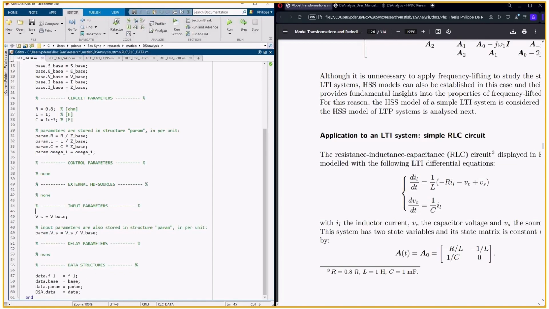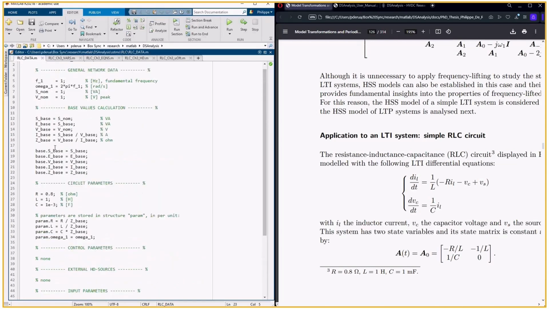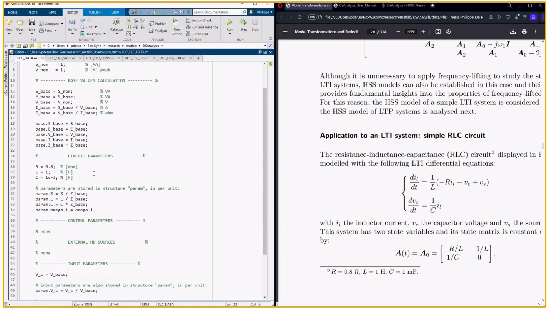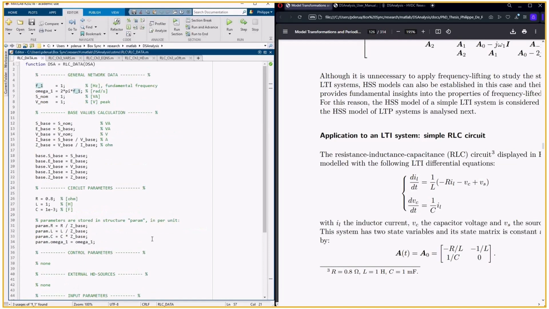The base structure is optional, but I recommend using one in such a way that you can keep track of the scaling you use, whether you work with a per unit system or not. I personally write a base structure so I can keep track of the scaling parameters. And naturally, the F1 is the value of the fundamental frequency. In this particular example, I have defined F1 as 1 Hertz.